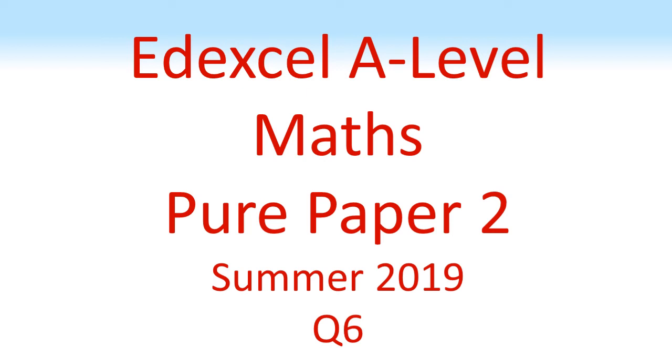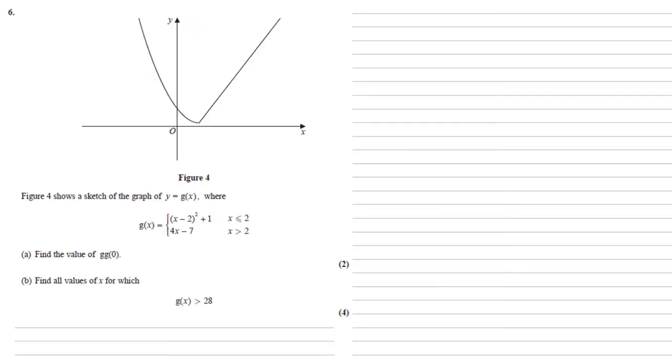Edexcel A-Level Maths, Pure Paper 2, Summer 2019, Question 6. Figure 4 shows a sketch of the graph of y equals g of x, where g of x equals (x minus 2) squared plus 1 when x is smaller than or equal to 2, and 4x minus 7 when x is larger than 2. For part A, we need to find the value of g of g of 0.